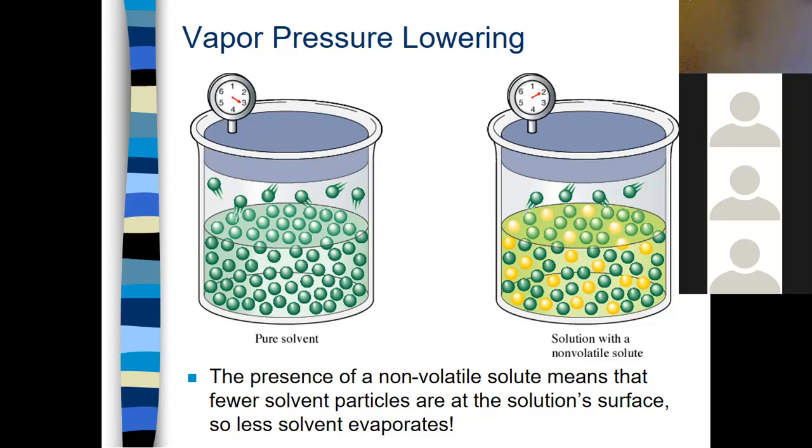Does that make sense? Some of the surface positions are now occupied by non-volatile solute. So therefore, with less solvent at the surface, there'll be less evaporation from the surface, and therefore there'll be a lower vapor pressure. That's the explanation. So now the little gauge says 2 units instead of 3.